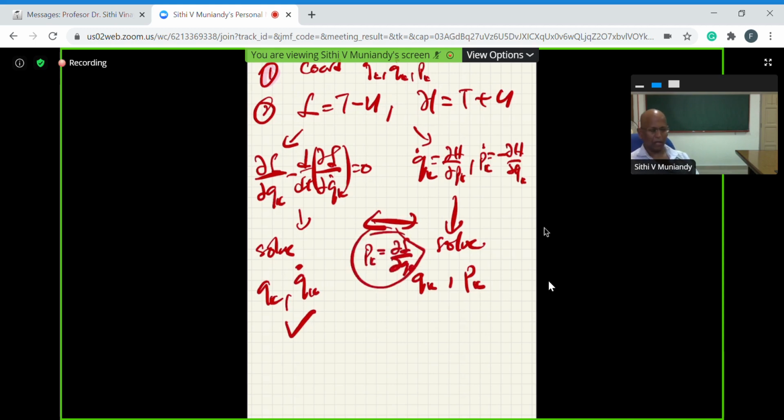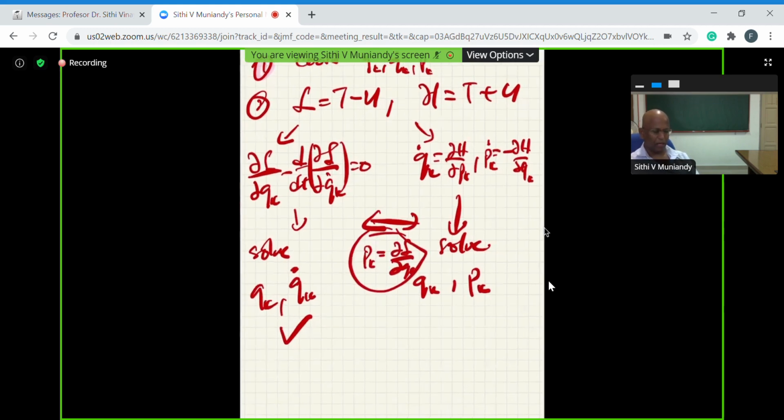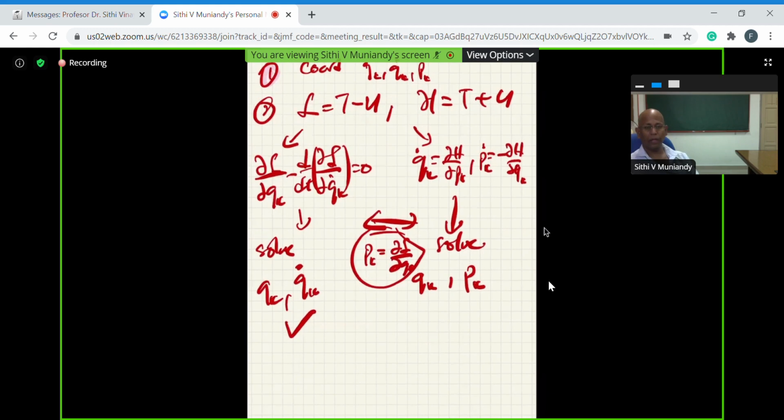So you have this connectivity. Whatever you see on this page now is essentially your toolbox. For every system, this is what you need to look at. So you probably have to identify conserved quantities.